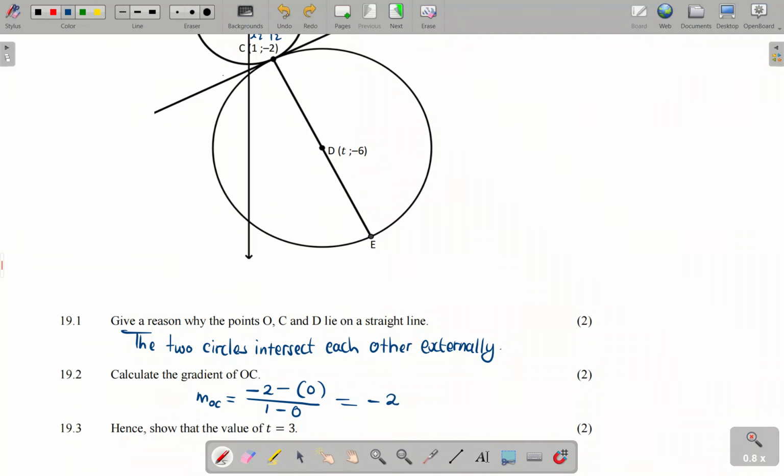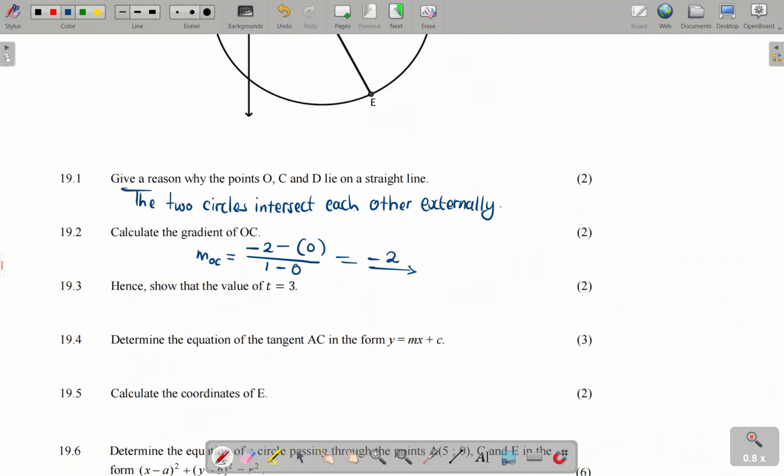This will give you -2, guys. -2 minus 0 is -2, and 1 minus 0 is 1. -2 divided by 1 is -2.